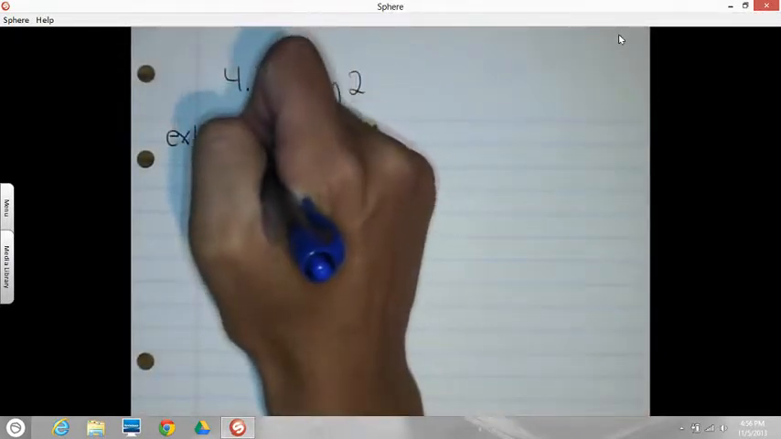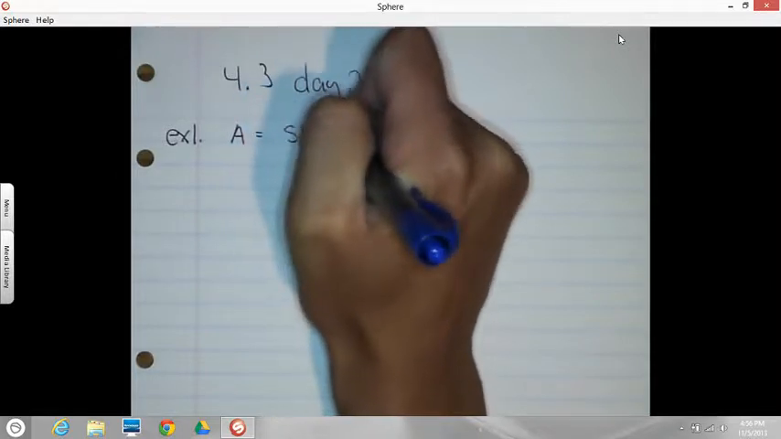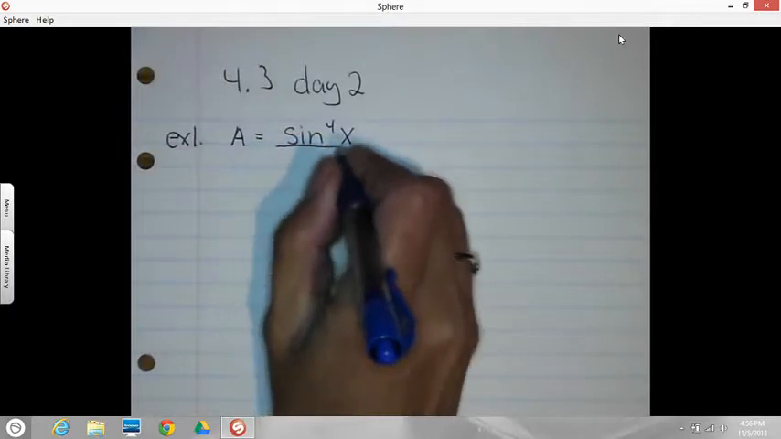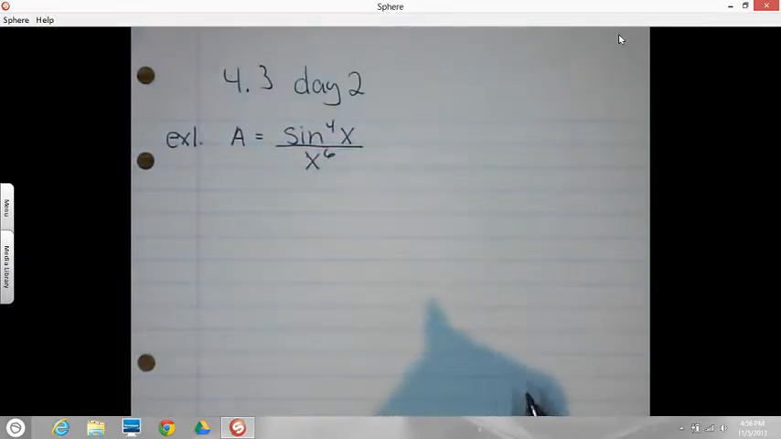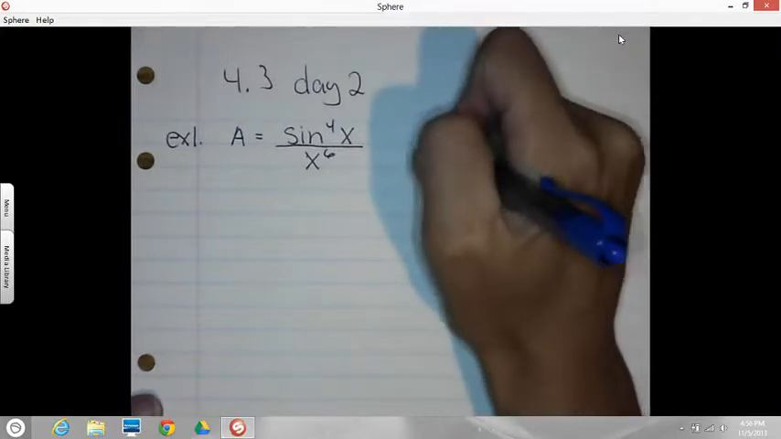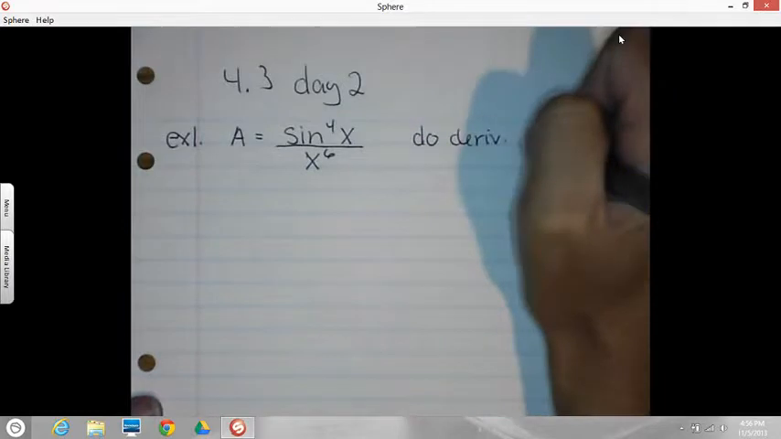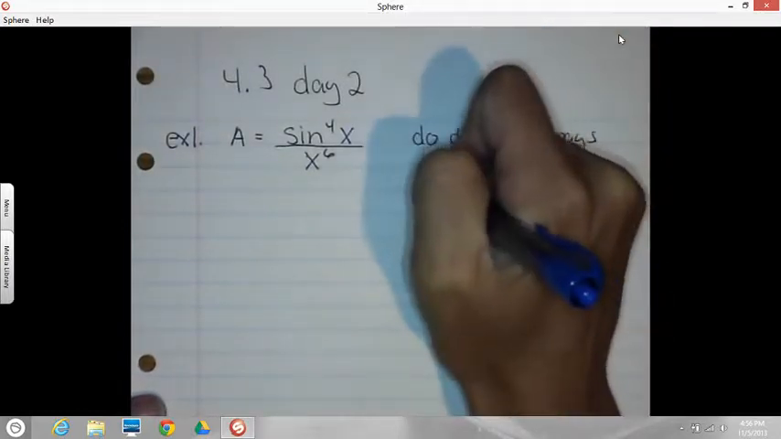So if I give you an equation where a equals sine to the 4th x over x to the 6th, I want you to be able to do this with your quotient rule and with your product rule and show that the two answers do come out the same. So we're doing derivative two ways: quotient rule and product rule.